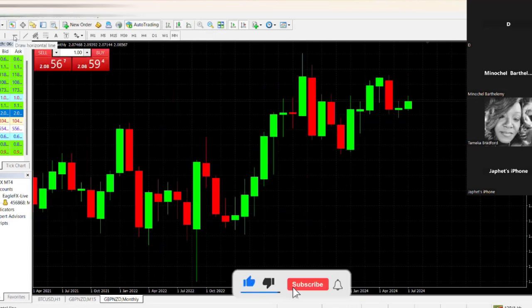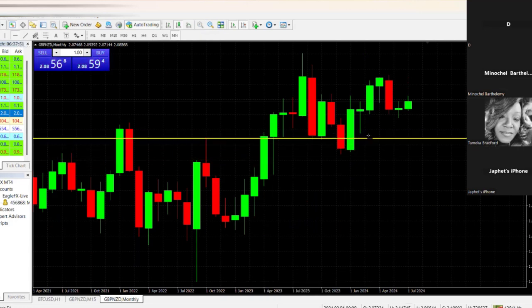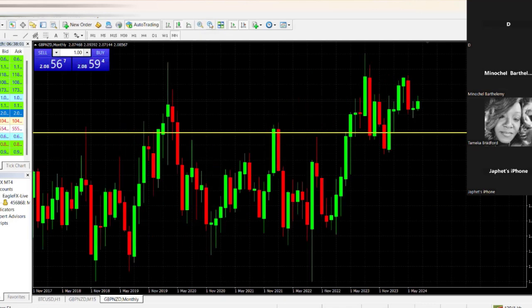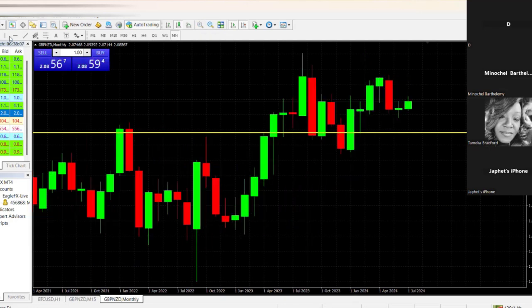So I'm going to grab my support and resistance levels, right? I'm going to place one down here. As you can see, this is a good support level. Let me put this down here. Let me zoom out so I can see everything. This can be a good resistance level, right? It just depends on where you're looking at it.